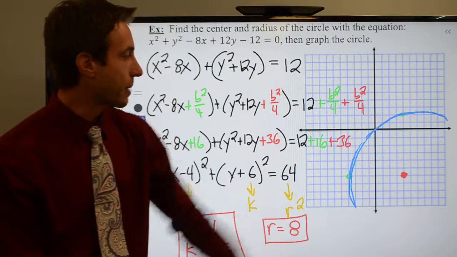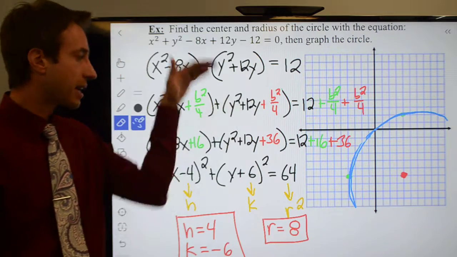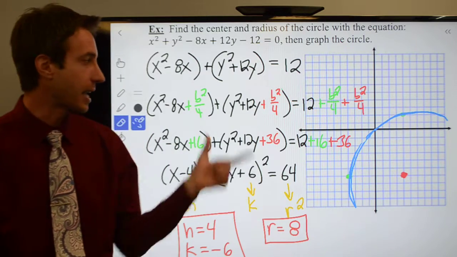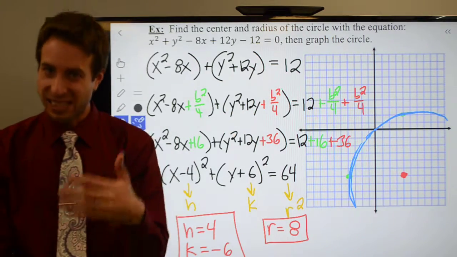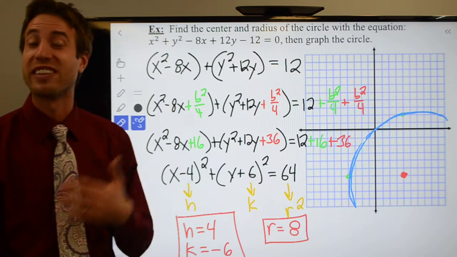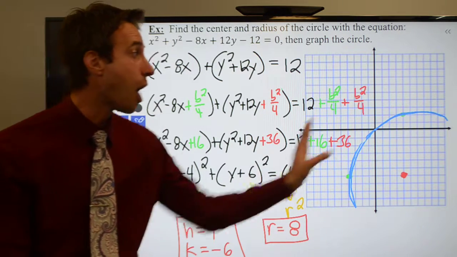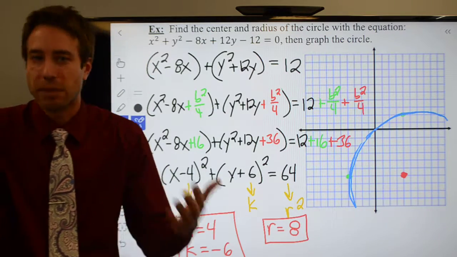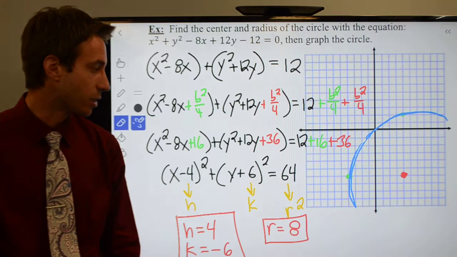Anyway, there's the graph of my circle, and I did it by completing the square. Again, just like we did for parabolas, except now you've got to complete the square twice. What makes it a little bit more bearable is that I don't have to do all of the work on the same side. I can now work on both sides of the equal sign, which I think makes these ones a little bit easier to do.